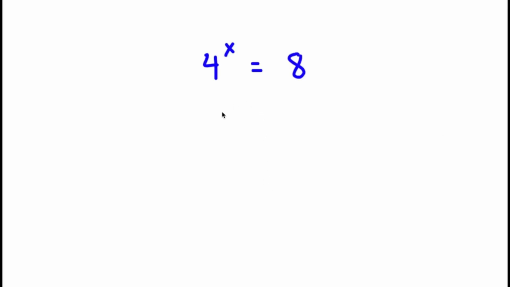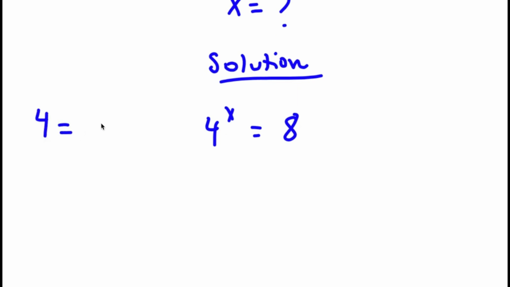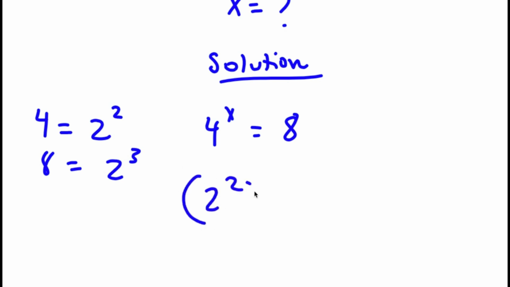Alright, so in this problem, I have 4 to the power of x is equal to 8. So I want to find the value of x. For my solution, first start with 4 to the power of x is equal to 8. And 4, this is the same thing as 2 to the power of 2. And 8, this is the same thing as 2 to the power of 3. So now if I replace 4 with 2 to the power of 2, and if I replace 8 with 2 to the power of 3, I get 2 to the power of 2 to the power of x is equal to 2 to the power of 3.